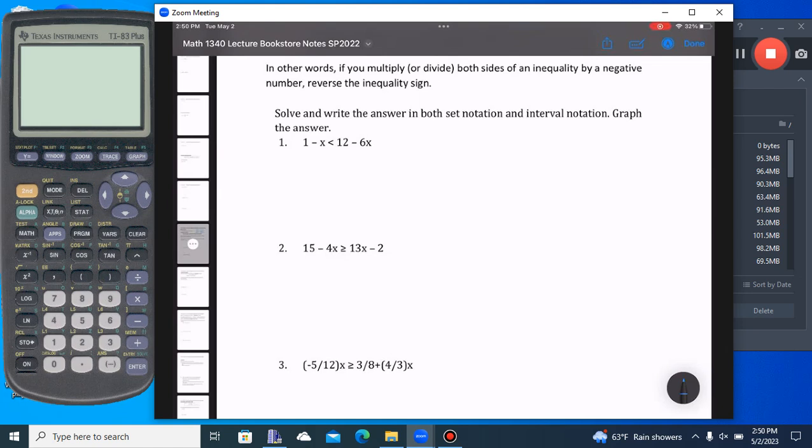linear inequalities. The idea is still the same. First thing we want to do is move all x values to the left side. And second, move all constant values to the right side. It's always easier to have the x on the left so you can say x is less than or x is greater than, rather than trying to read it as 5 is less than x or something like that.